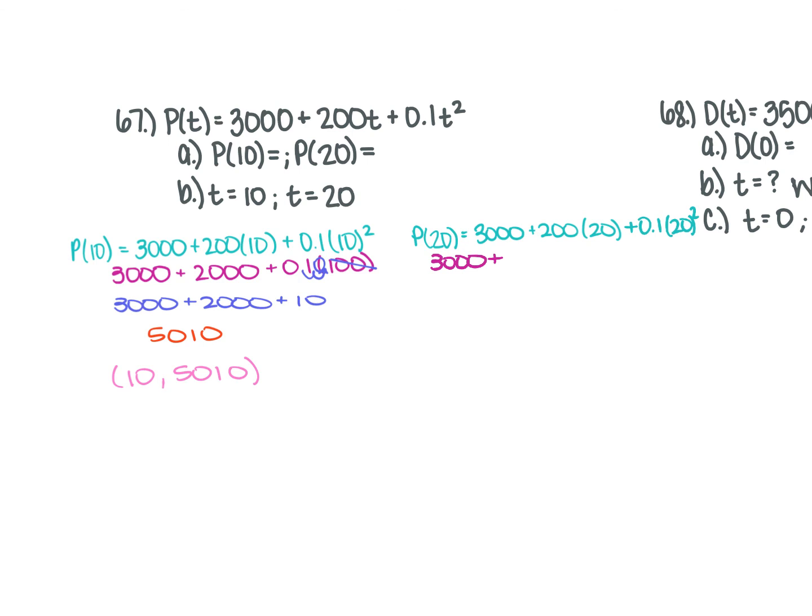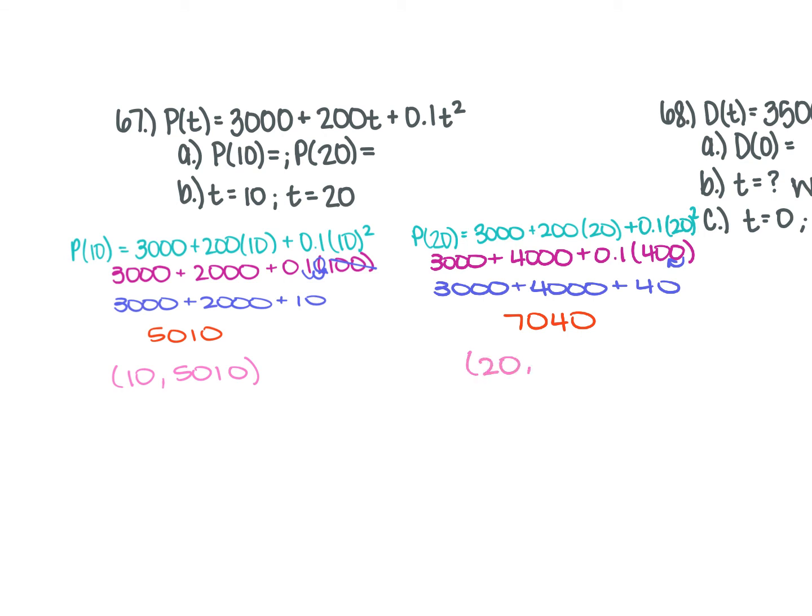The 200 times 20 is 4,000. And the 0.1 doesn't change yet, but the 20 squared is 20 times 20, which is 400. We multiply that by the 0.1. Move that decimal point in 1, so that's going to be 40. So that's 3,000 plus 4,000 plus 40. We add all of this up and we get 7,040. So the ordered pair when p of 20 is what we're finding is 20 comma 7,040.